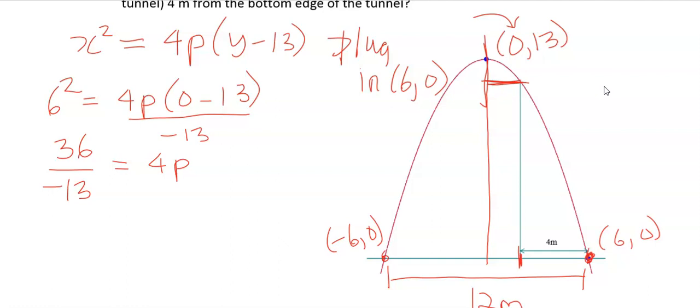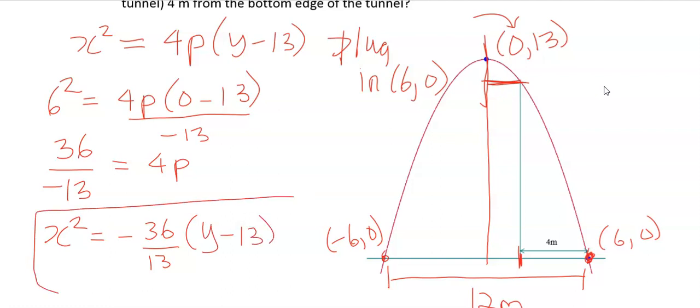So your equation actually becomes, where can I find some room to write that? Let me write it here. x squared is equal to negative 36 over 13, or change it into a decimal if you want, times y minus 13. Now there is the equation representing this parabola, this tunnel. That will tell you the height at any point inside.